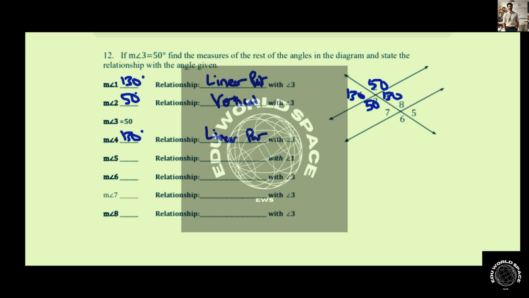Angle 5 has to be 130 degrees. Its relationship with angle 1 is called alternate exterior. They're exterior angles between these parallel lines, and they're on alternate sides of the transversal. Alternate exterior. Angle 6 would have to be 50. Its relationship with angle 3 is corresponding. They're in the same position.